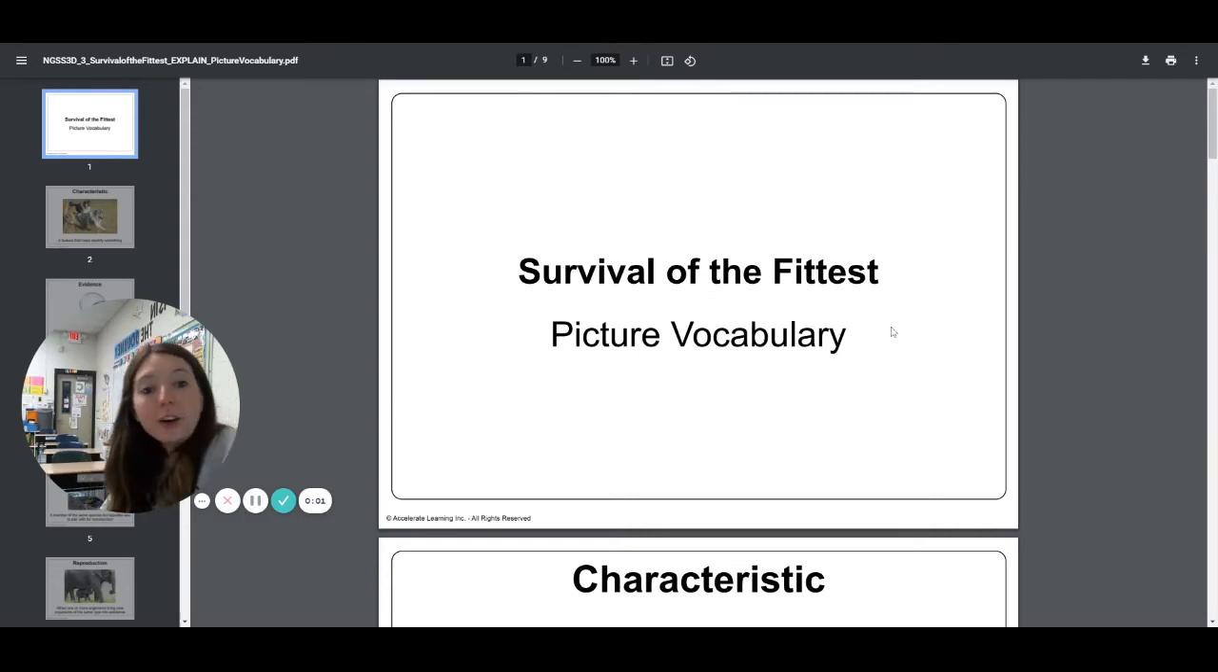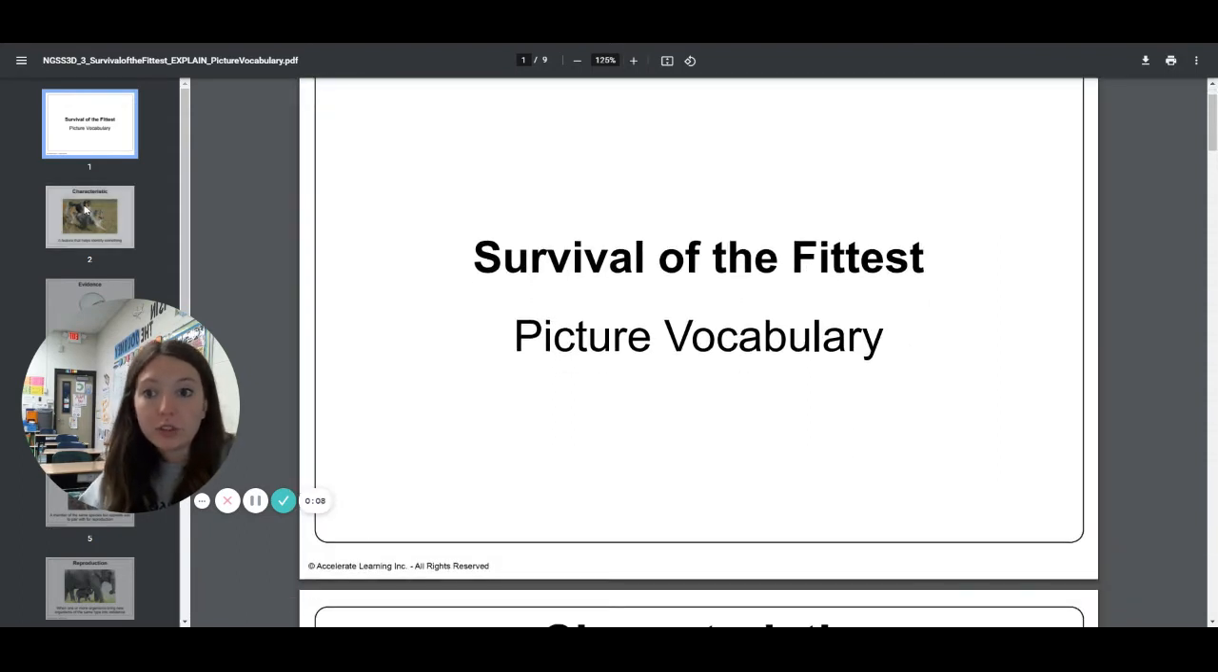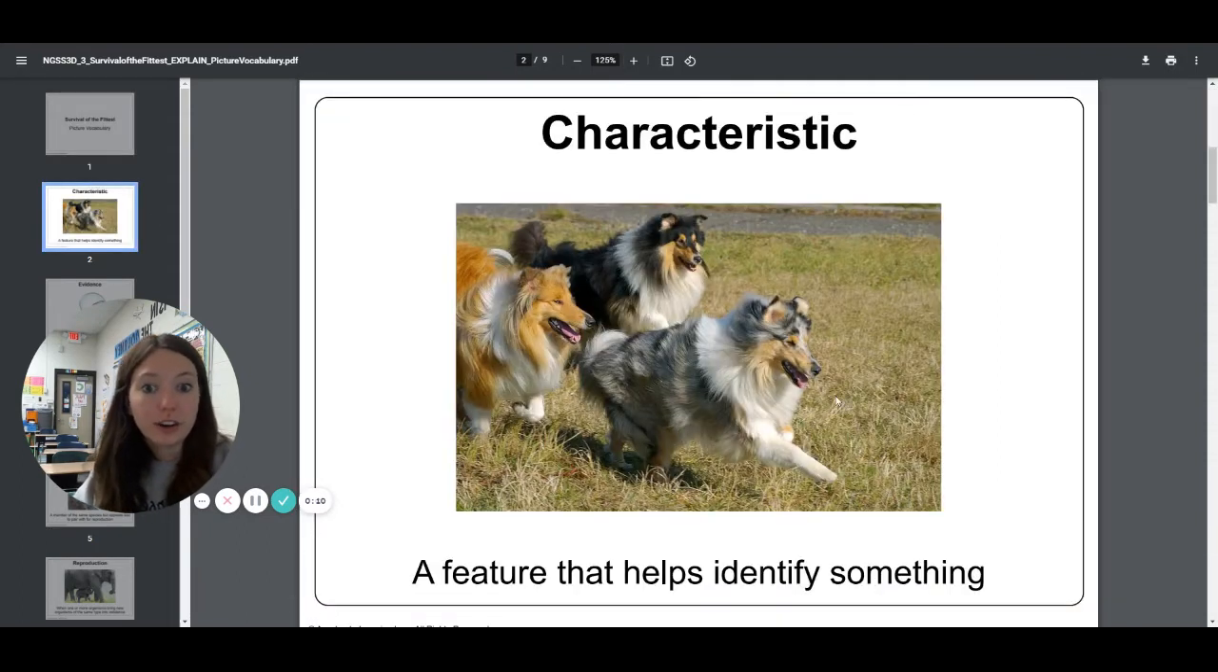Hi, third graders. We are going to learn our vocab for our new science unit, Survival of the Fittest. So let's start with our very first word. Our very first word is one you've seen before, characteristic. Say characteristic. Good. You can see that word character in it. Let's go ahead and spell it.